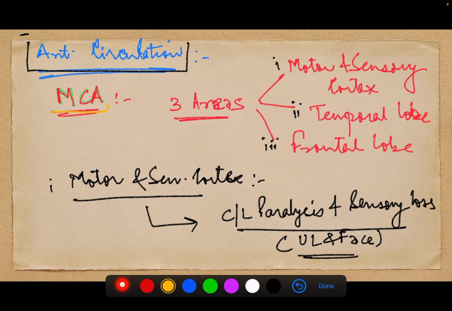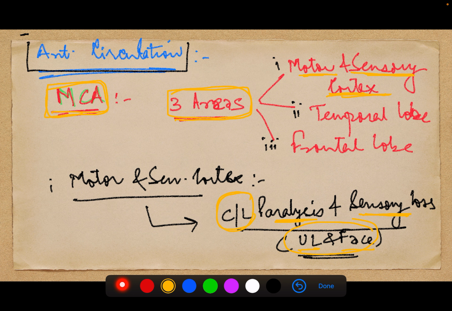In the anterior circulation, first and foremost is the middle cerebral artery, which supplies mainly the lateral aspect, the lateral surface of the cerebral cortex. The main area supplied by the middle cerebral artery is the motor and sensory cortex on the lateral aspect, which represents the upper limb and face. Because there is motor cortex involvement, there will be paralysis. Because there is also sensory cortex involvement, it means sensory loss. So paralysis and sensory loss of the upper limb and face on the contralateral side will be the one symptom.